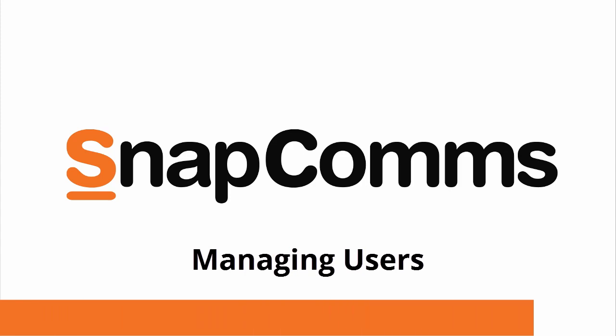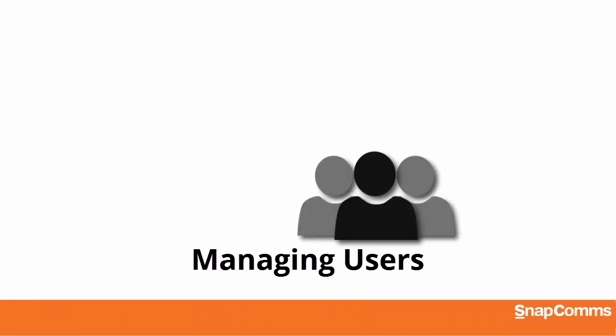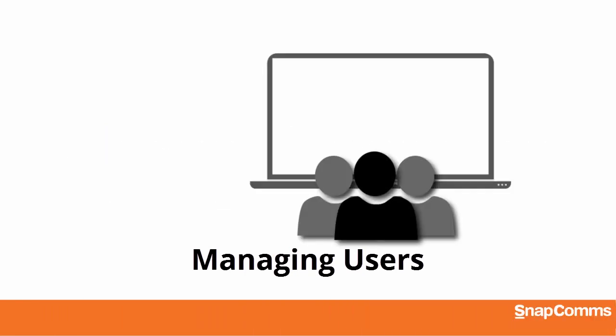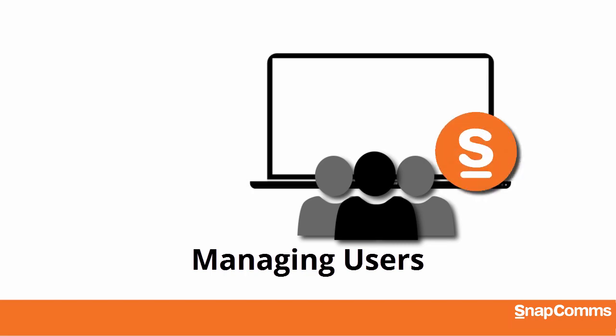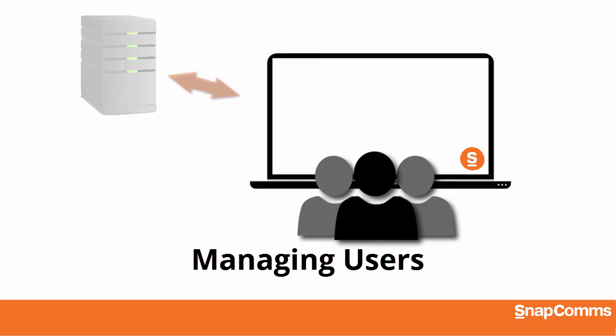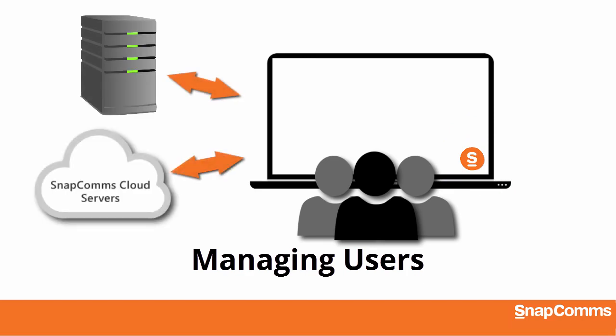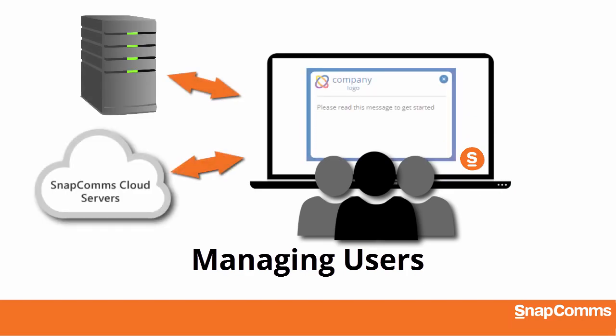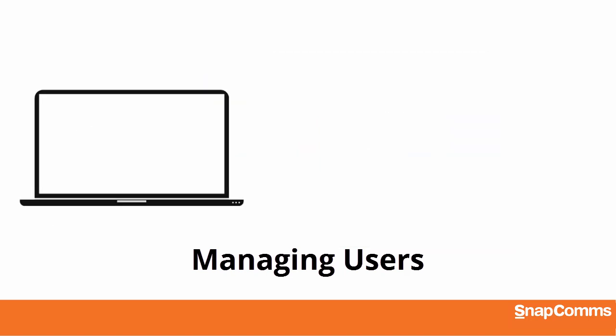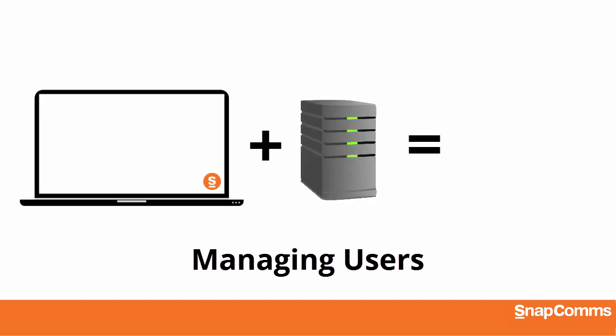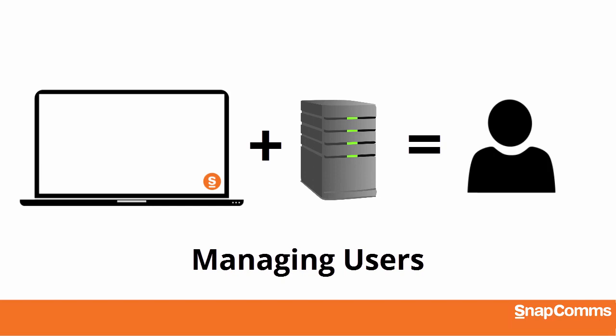In this video, you'll learn how to manage your users, the people who receive your messages. Each user has a copy of the SnapComms app installed on their computer. This app, previously known as the SnapComms client program, runs in the background, watching for any new content on your private server or on the SnapComms server in the cloud, so it can show the user your latest messages. Simply put, any computer with a copy of the SnapComms app and access to your server will appear in the Content Manager as a user.